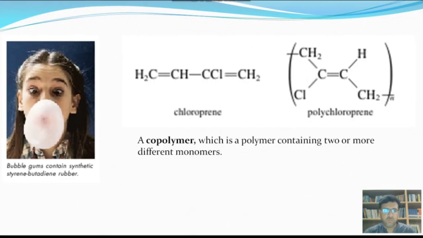After World War II, the USA focused on the production of synthetic rubber, which is obtained from byproducts of petroleum products, and this synthetic rubber is known as elastomers. For example, chloroprene is polymerized to give polychloroprene, which is more efficient and has more applications than the natural rubber. A copolymer is a polymer which has two or more different monomers.